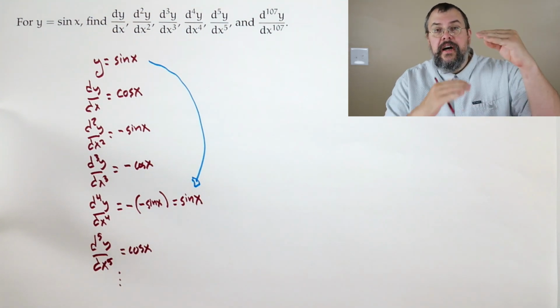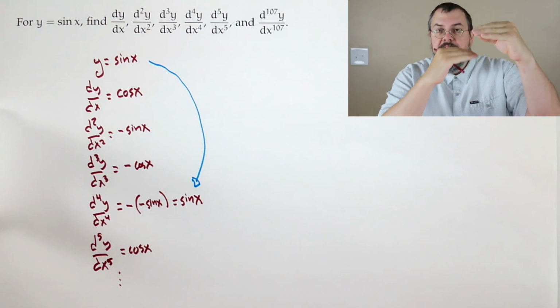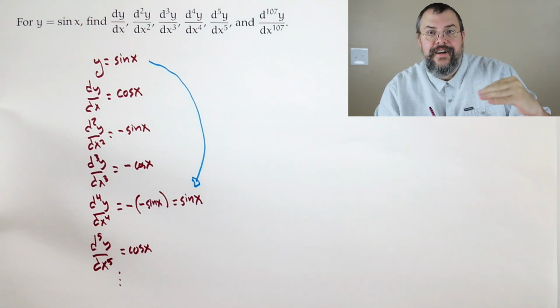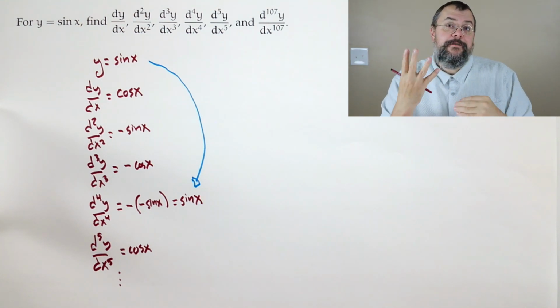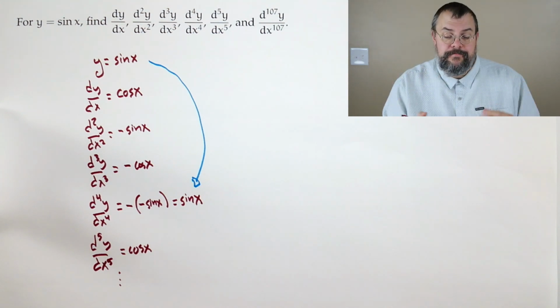Okay, so now we see there's going to be a definite pattern. We're going to be going sine, cosine, negative sine, negative cosine, back to sine, cosine, negative sine, negative cosine, and so on. So every 4 derivatives it's like we're starting all over again.